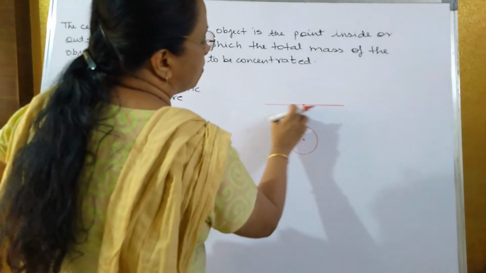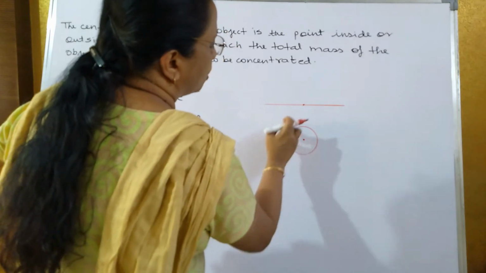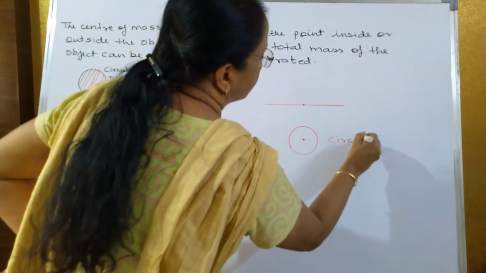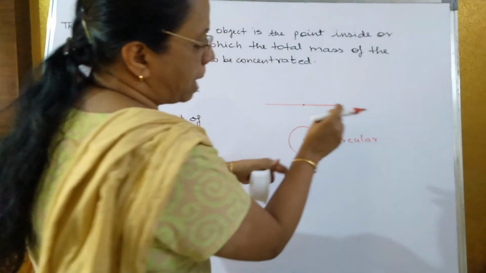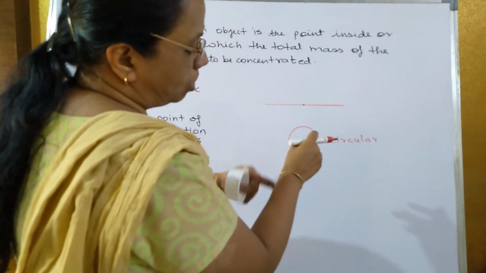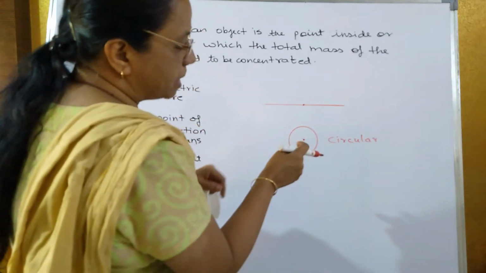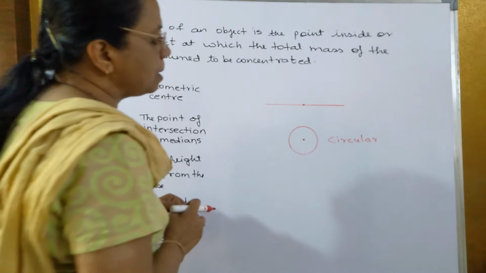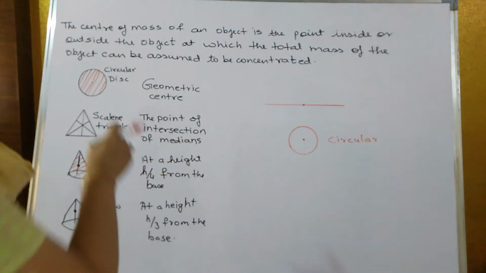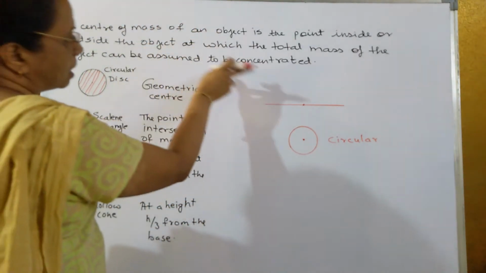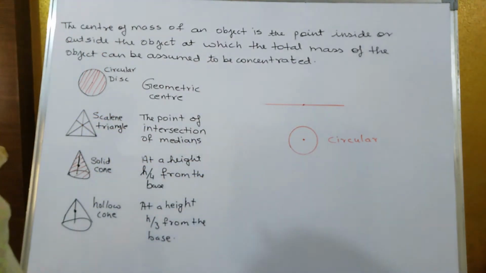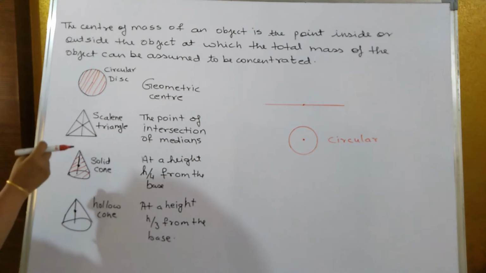But when I change the shape of the wire into a circular ring, like for example a bangle, where is the exact center of it? It is outside. It is not on the wire, it is outside the mass of the object. So that is the meaning: the center of mass of an object can be inside or it can be outside the object, where the mass is assumed to be concentrated.